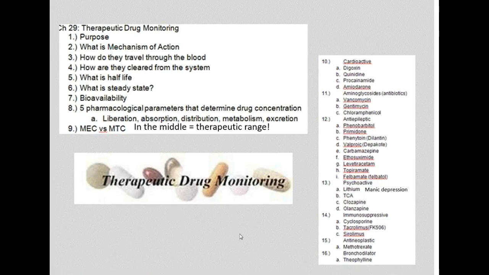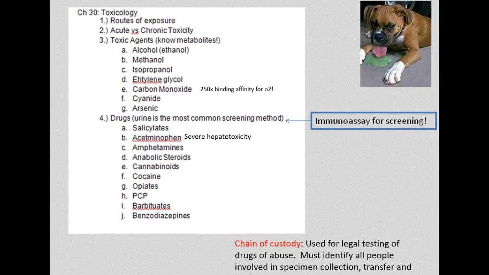All right. Next, we have toxicology. This is always a very interesting piece of clinical chemistry. Everyone always likes to learn about it. So we'll run through some of the different toxic agents. You just need to understand the different routes of exposure. You know, they can be inhaled, they can be ingested, injected, many different things, right?